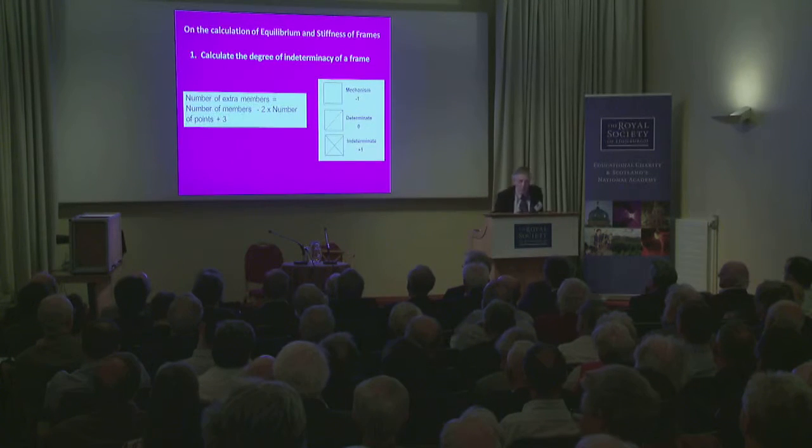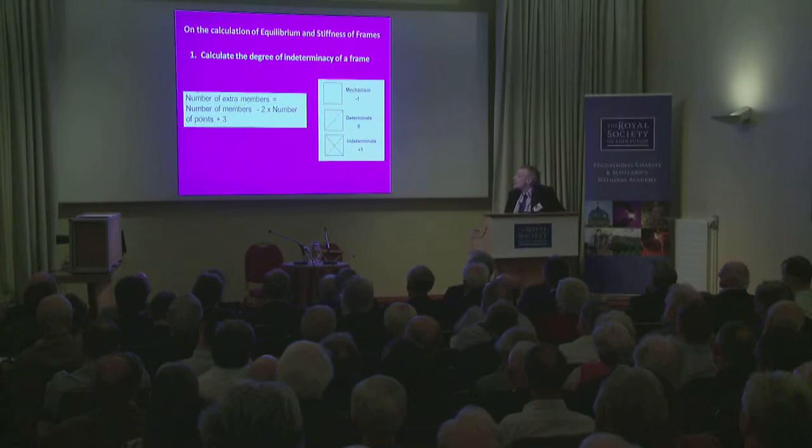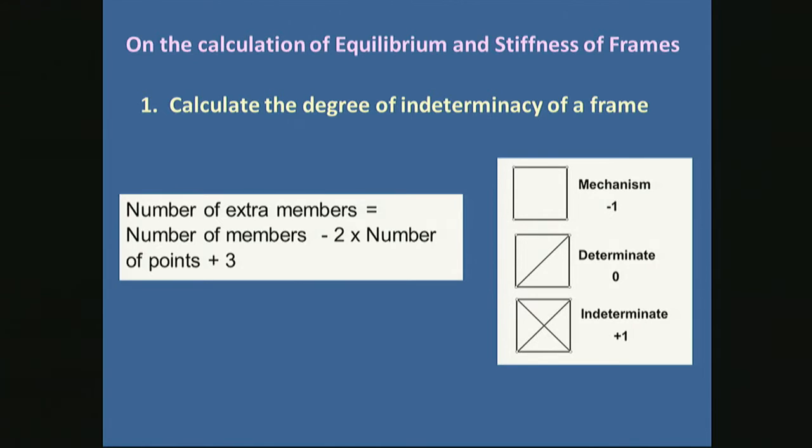So he started by working out, if you have a frame, how many extra members does it have? And if you apply this simple formula to these frames, the one that I showed you gives minus one. It's short of a member to make a structure. This one here is zero, it doesn't need one, it's got the right number, and this one's got an extra member. So this simple formula works out how many unknowns there were in his method.